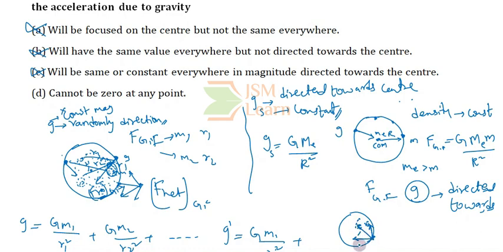Whatever net gravitational force I get due to the matter present inside the earth, it will not be equal to zero. That is, there will be some net resultant force existing. Since the resultant gravitational force is not equal to zero, our acceleration due to gravity cannot be equal to zero. So option D is true.